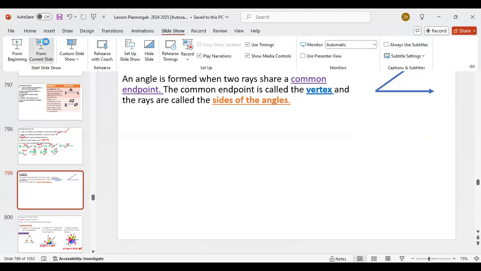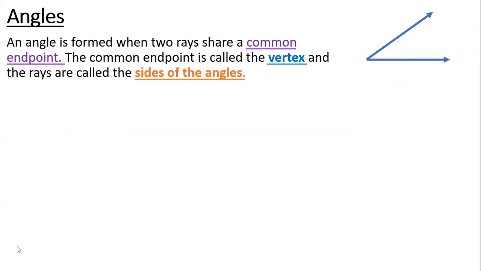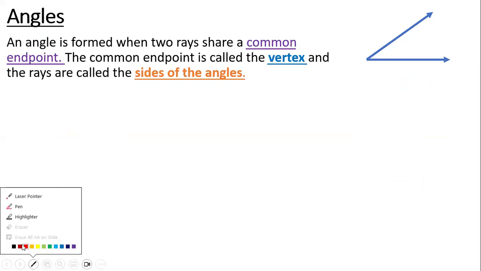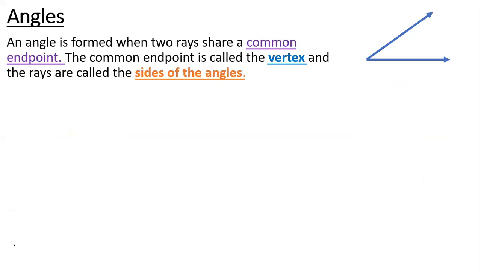So let's actually label this angle. Where's the vertex of this angle? Where the two sides of the angle connect. Right here? No, sir. That's the side of the angle. The vertex is in the corner. Right here. Yes, sir.